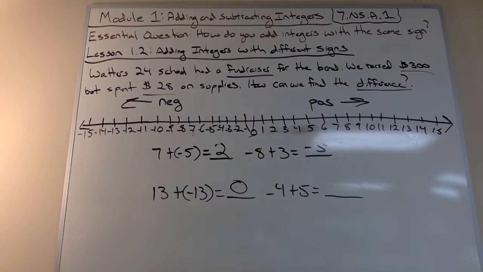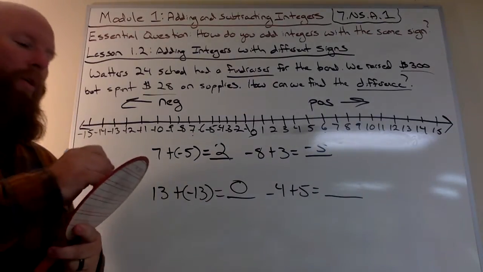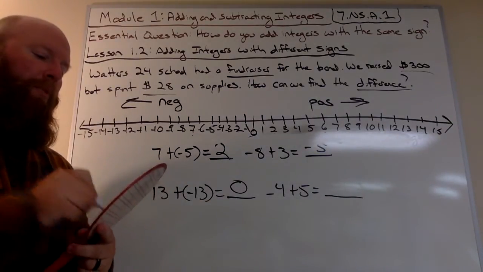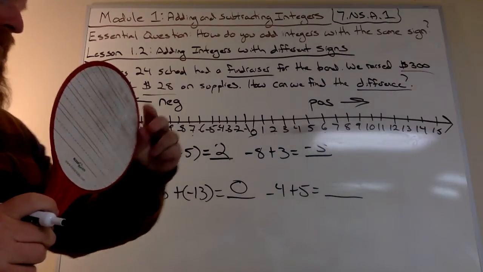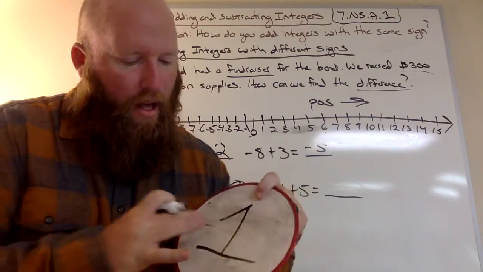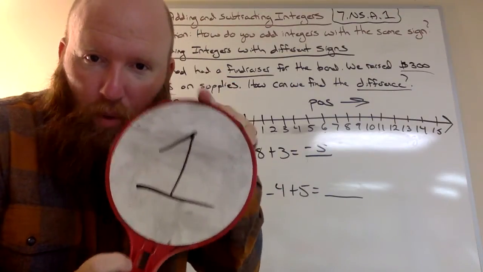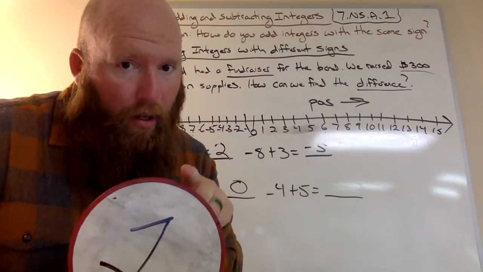Okay, what does everyone think the answer is? What do you guys think? Negative 4 plus 5. Okay, hopefully everyone got this beautiful number that I drew, which should be a... what? Get that out of there. Positive 1. Okay? Not negative 1, positive 1.